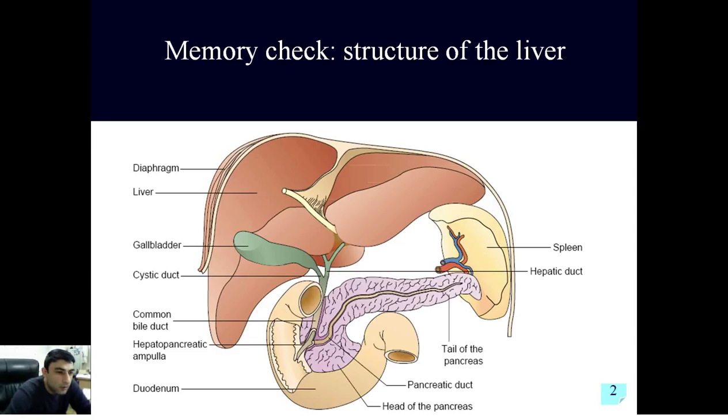Hopefully you remember this very large and important organ with its accompanying structures. I mean gallbladder, very close to this organ spleen, and we'll see disorders when spleen is connected with it, at least by vessels, but not only that, pancreas, duodenum, etc.